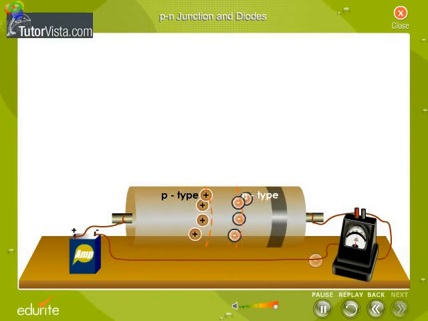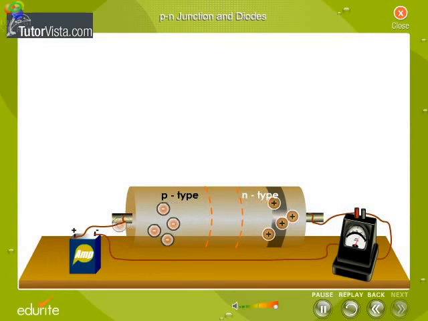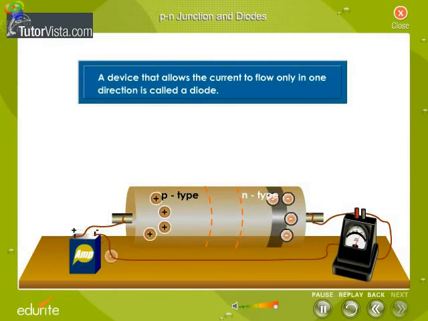Holes travel to the right and electrons to the left, constituting a current in the same direction. Thus, the P-N junction allows current carriers to flow through it if the junction is forward biased. A device that allows the current to flow only in one direction is called a diode. Thus, a P-N junction can be described as a diode.